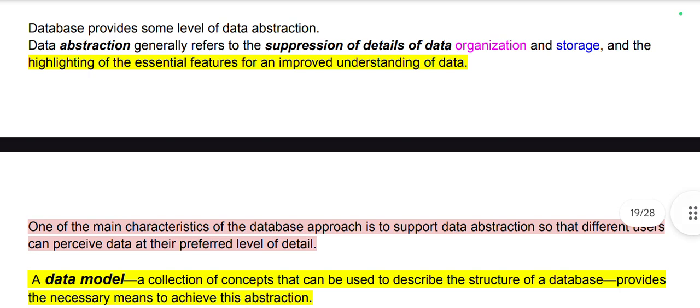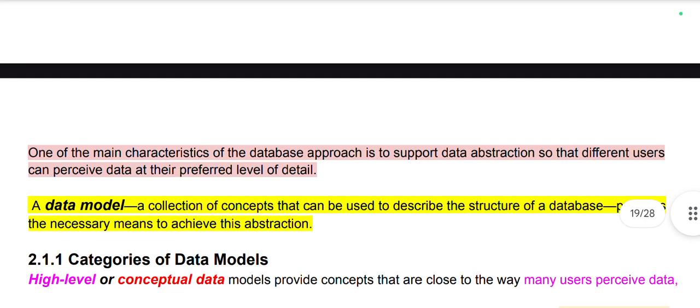One of the main characteristics of the database approach is to support data abstraction so that different users can perceive the data at their preferred level of detail. This means different levels of users, like the database administrator, designer, engineer, maintenance engineer, and end user. There are different types of users, but the DBMS provides different views of the database, and different people can access the data at their level: how much data they want and what their level is.